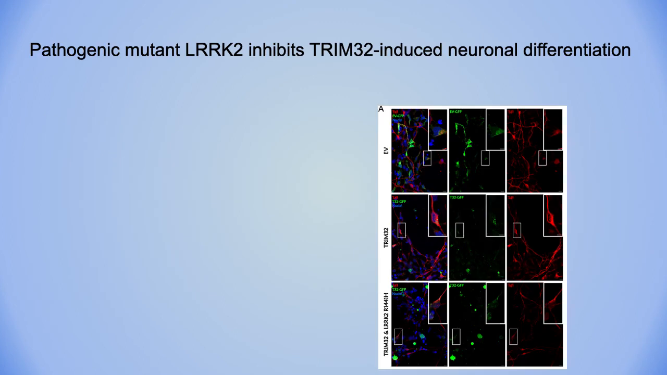This is where the data starts to look really cool. The researchers cultured human neuroepithelial cells that were tagged with green fluorescent proteins and other neuronal markers. And they used Hoechst staining to analyze pyknotic nuclei, which are indicative of cell death. And this figure shows pathogenic LRRK2 inhibits TRIM32-induced neuronal differentiation. Pathogenic LRRK2 antagonizes not only TRIM32-induced microRNA activity, but also neuronal differentiation.